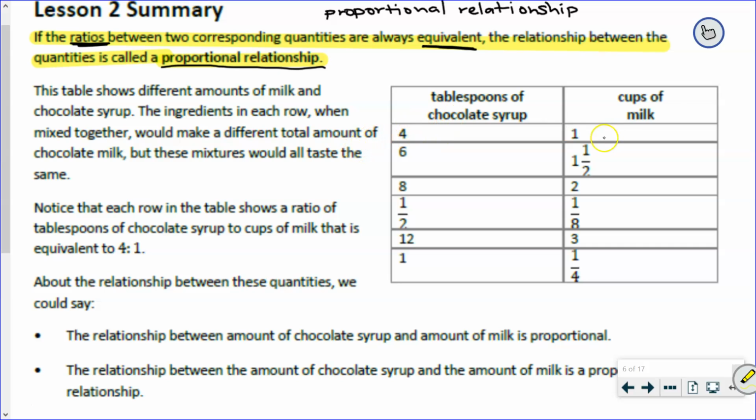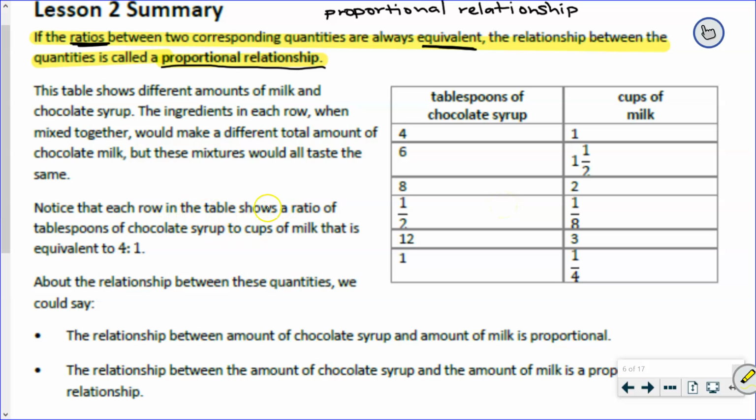So if you want 1 cup of chocolate milk, you'll use 1 cup of milk and 4 tablespoons of chocolate syrup. And if you want more milk, then you would probably use 2 cups of milk, and then you would also need to use extra syrup. You would need to use 8 tablespoons. So each of these quantities that are mentioned are going to create recipes that will taste the same.